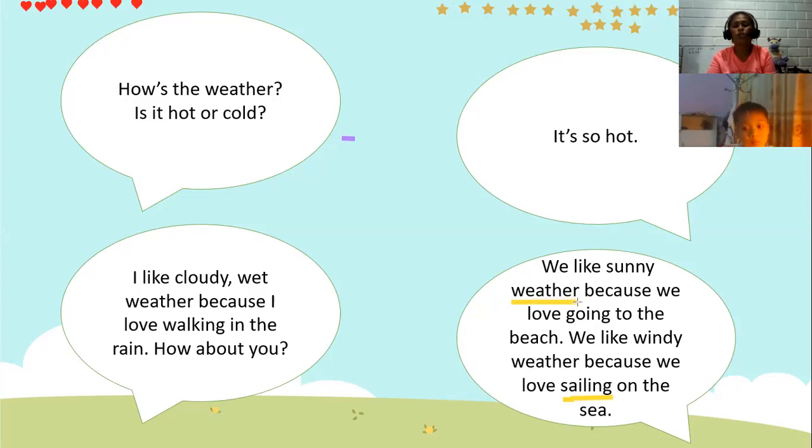Okay. How about this one? How do you read the one underlined by teacher? Weather. Very good. Okay. How about this one? Cloudy. Okay. And how about this one? Going. Very good. Again, you read it. We will repeat it. How's the weather? Is it hot or cold, Long? It's so hot. I like cloudy, wet weather because I loved walking in the rain. How about you? We like sunny weather because we love going to the beach. We like windy weather because we love sailing on the sea. Yay! Okay. You see, you perfectly read the words that I underlined. Do you know how to read it properly already? Yeah. That's a good job.